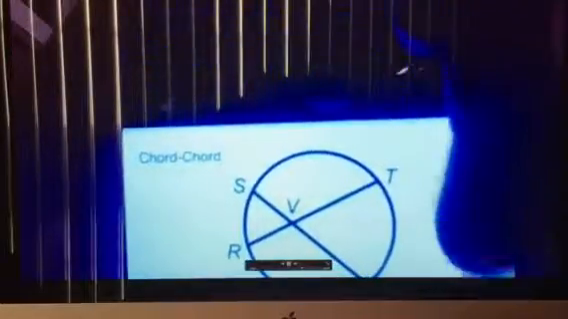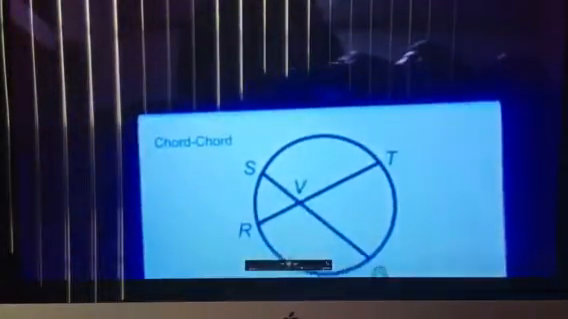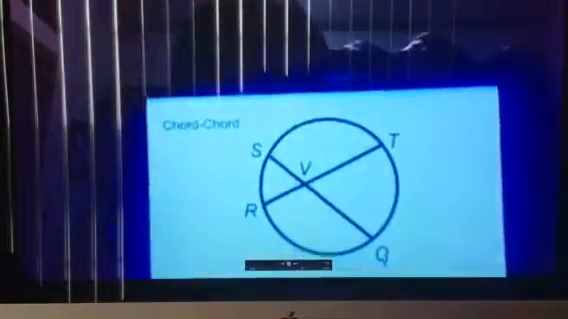Second, the chord angle theorem. The interior angle of two intersecting chords is equal to the measure of the two arcs that the chords form divided by 2. Here's an example of that. Either one of this or this angle equals that and that arc added together and divided by 2.